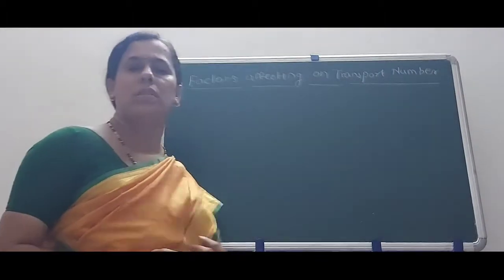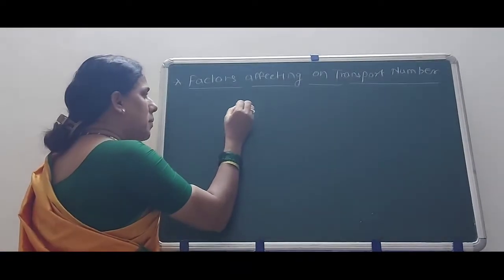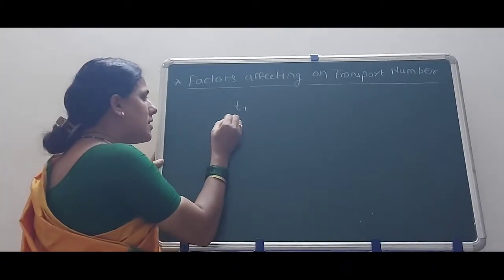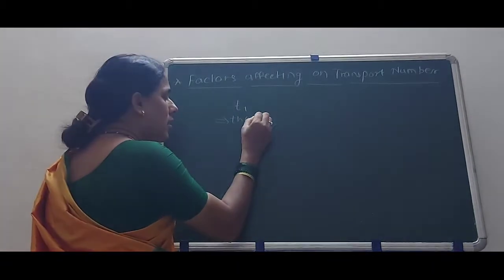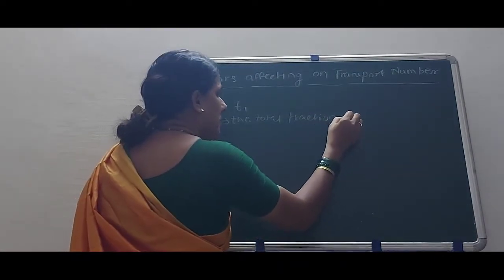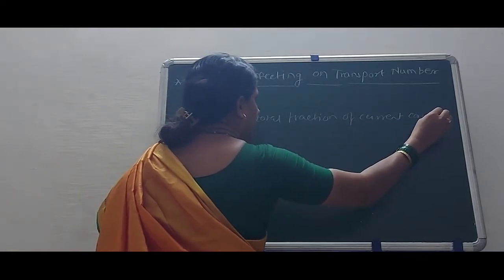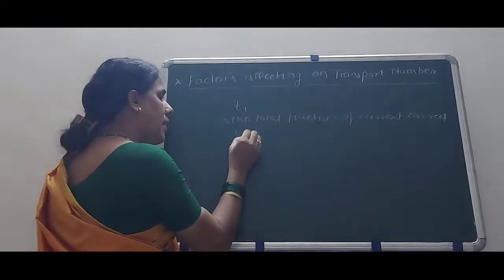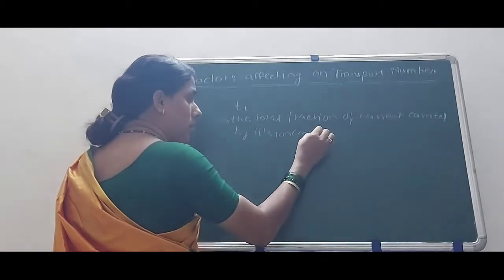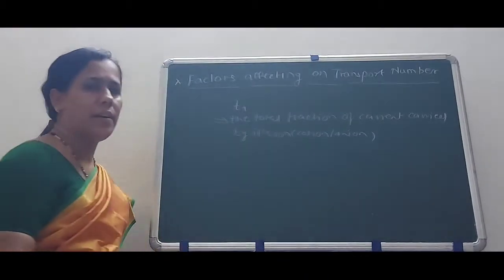Already we have discussed the transport number. It is denoted by the letter T plus for a cation or T minus for an anion, and it is defined as the total fraction of current carried by its ion. It may be a cation or it may be an anion. This is the definition of the transport number.